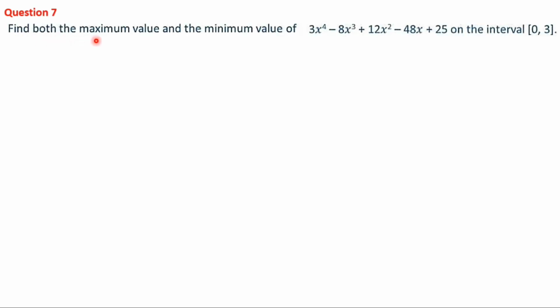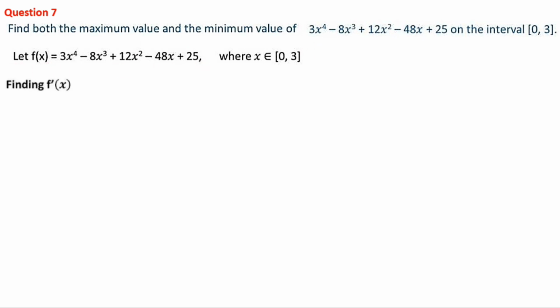Next we shall discuss the seventh question. Find both the maximum value and the minimum value of 3x power 4 minus 8x cube plus 12x square minus 48x plus 25 on the closed interval 0, 3. So we are asked to find out the maximum and minimum value. So f of x is given to us. Let's go for taking the first derivative, finding f dash x.